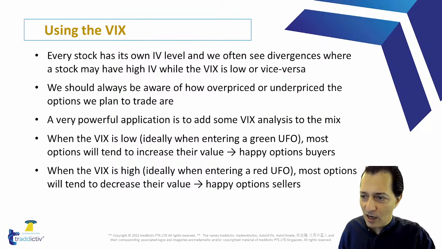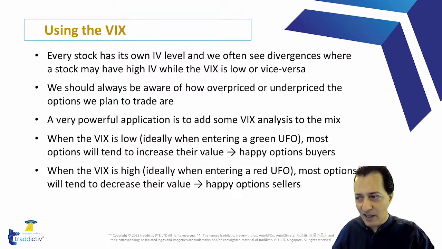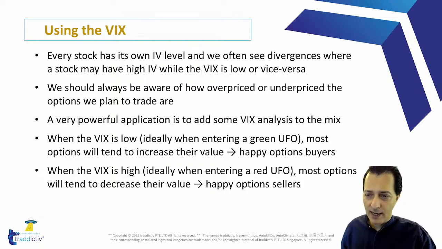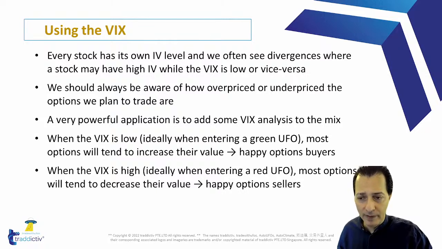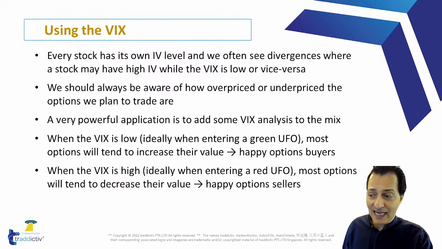Every stock has its own implied volatility level. We often see divergences where a stock may have high IV when the S&P is low, or vice versa. We should always be aware of how overpriced or underpriced the options we plan to trade are. This is what we covered last week. But a very powerful application is to add some VIX analysis to the mix, which is what I am proposing to you today.